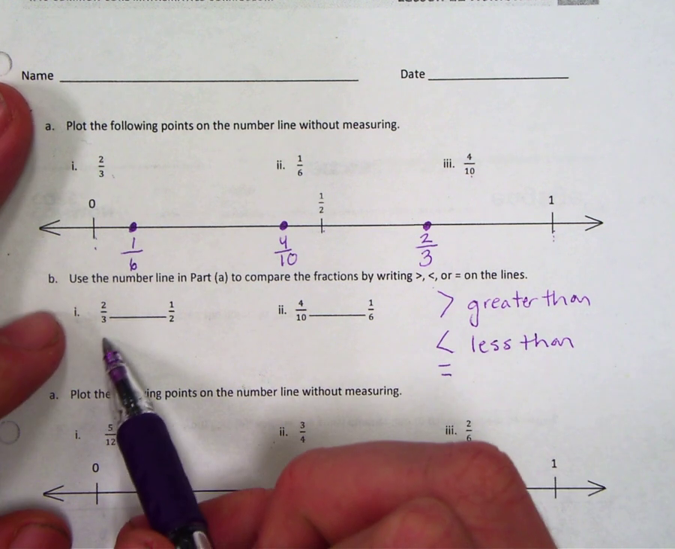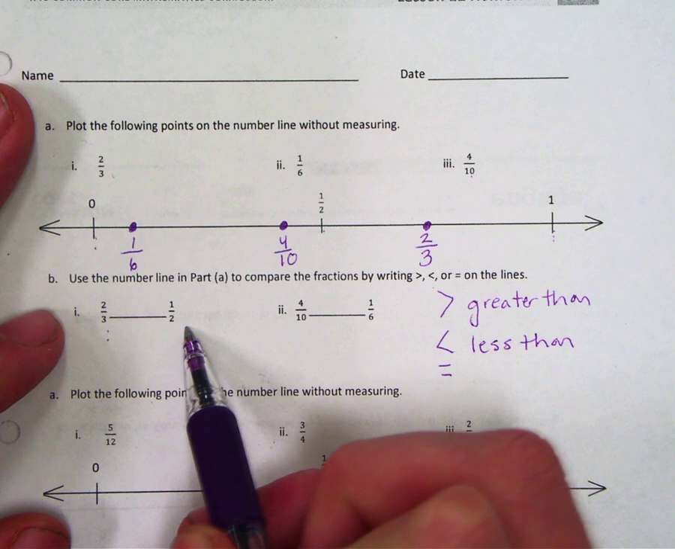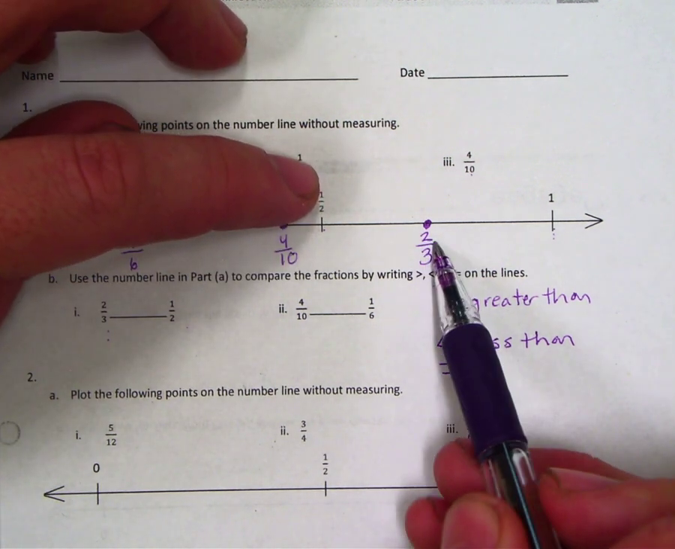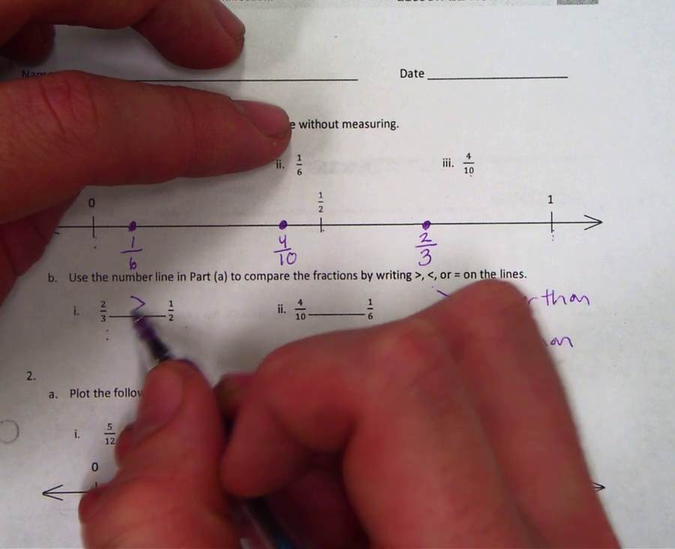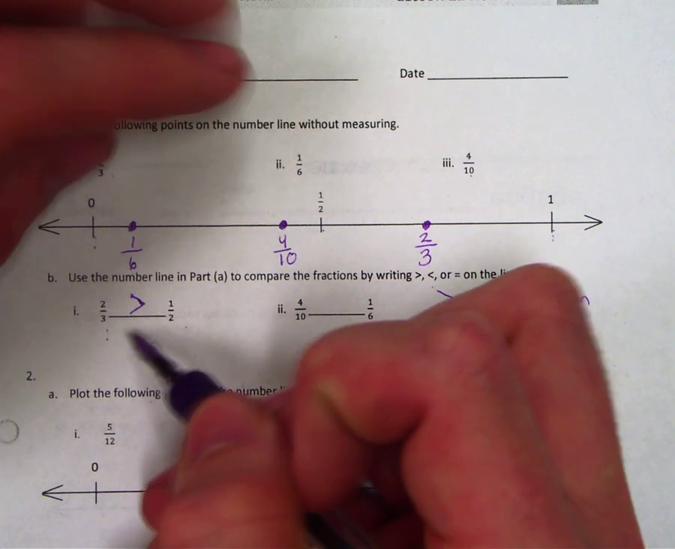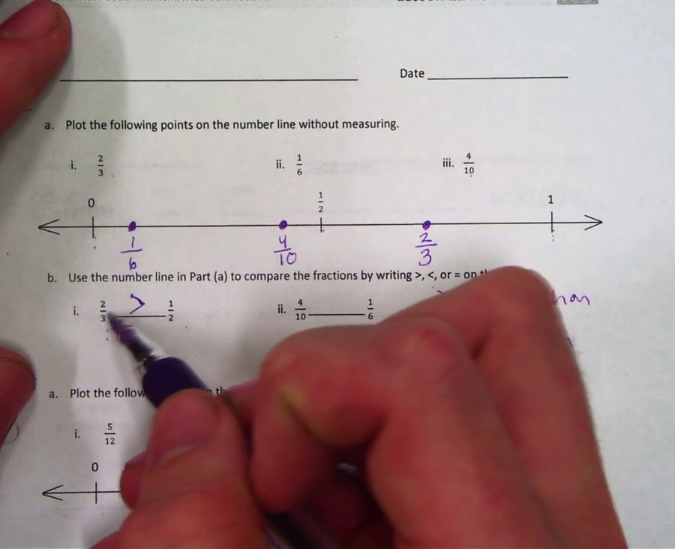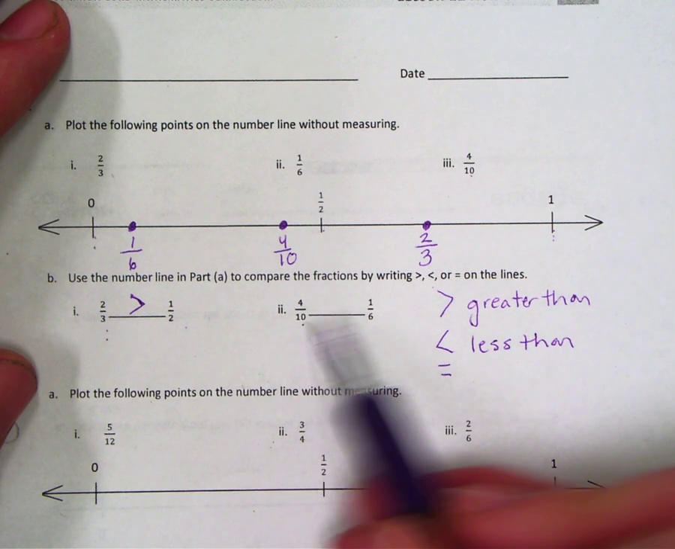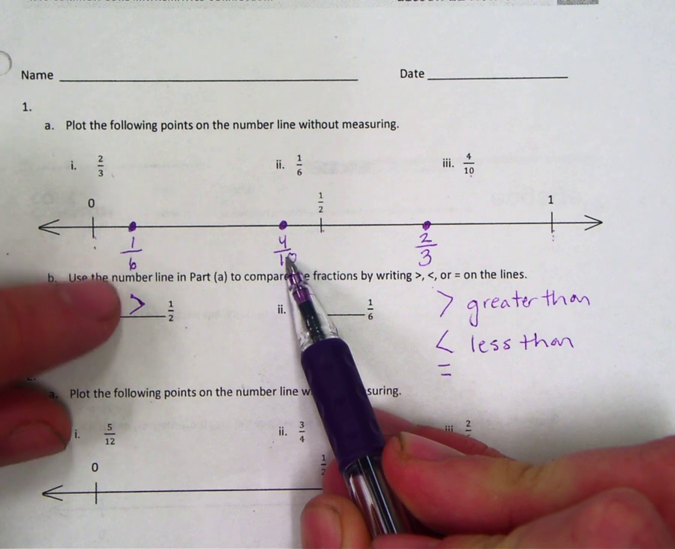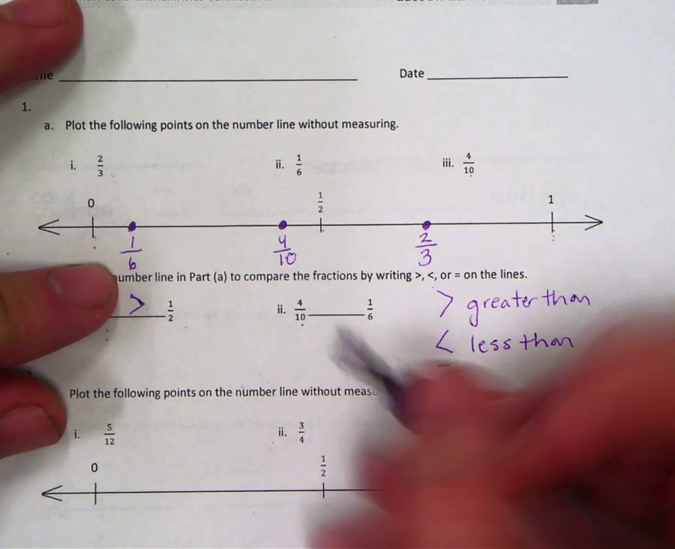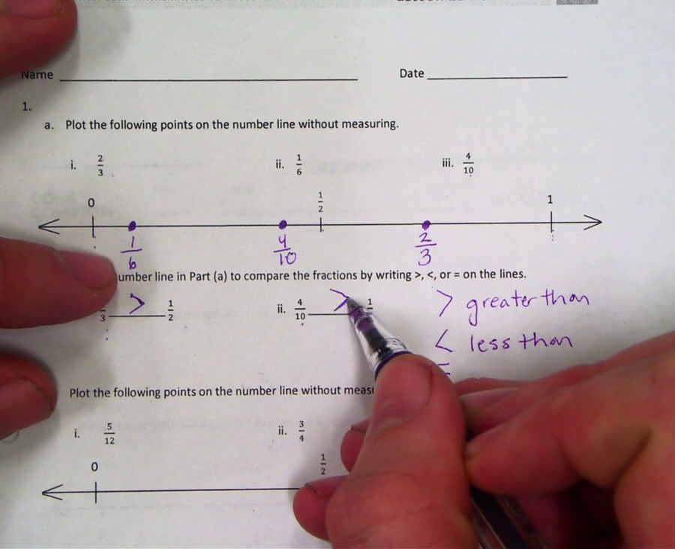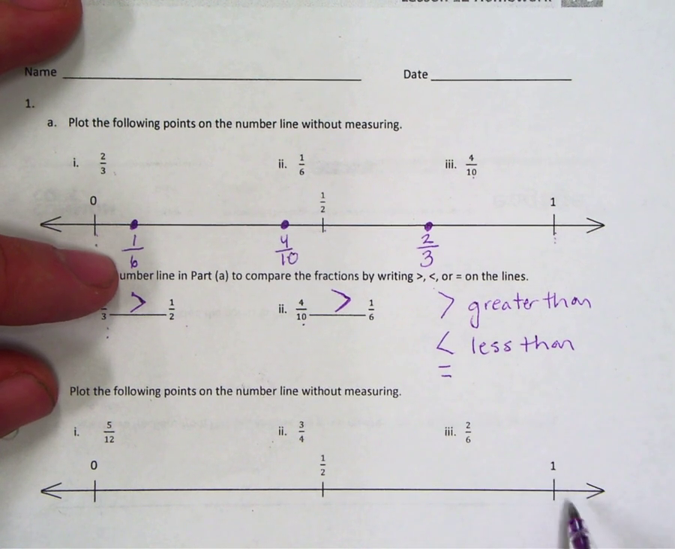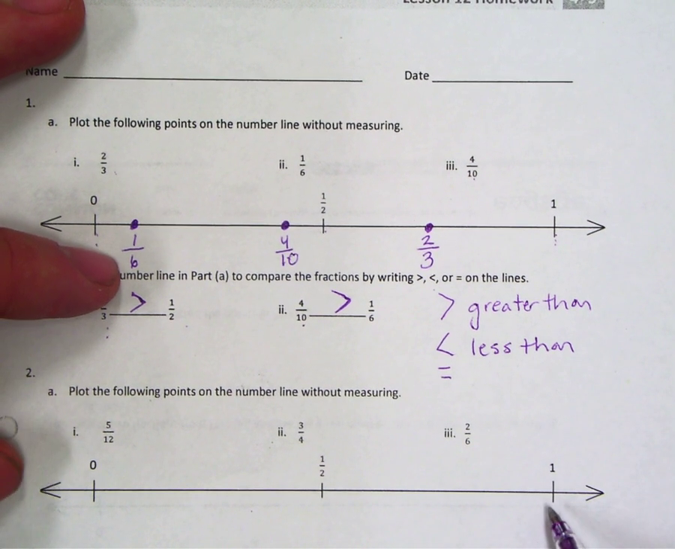So we're going to look here and we're going to look at 2/3 and a half. So we're going to find 2/3 and we're going to find a half. And we see that 2/3 is greater than a half. And we always talk about how the larger side eats the bigger number. Then 4/10 and 1/6. So we look at 4/10 and we look at 1/6, and we see that 4/10 is greater than 1/6.